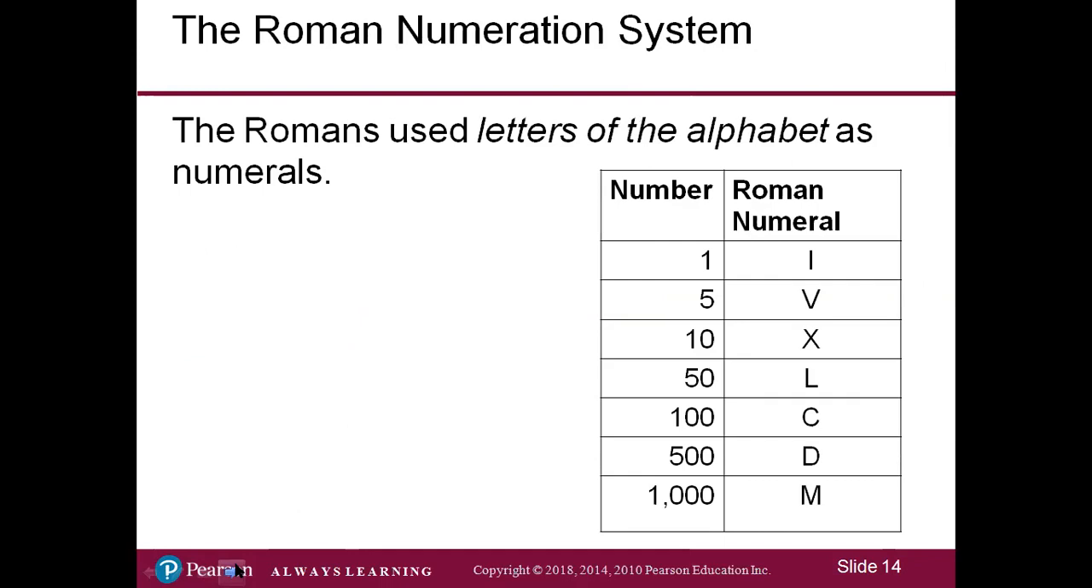The Roman numeration system. The Romans used letters of the alphabet as numerals. For example, the 1 was the I, the 5 was the V, 10 is an X, 50 L, 100 C, 500 D, 1000 M. Notice these are capital letters.